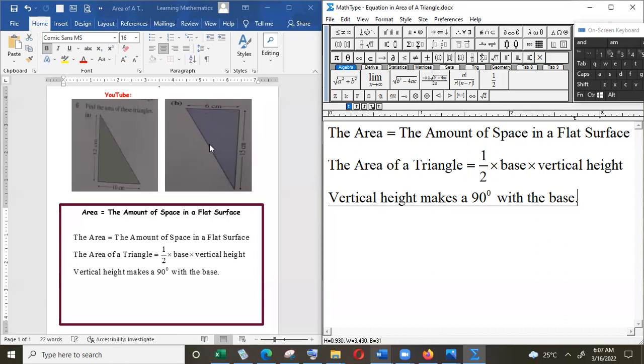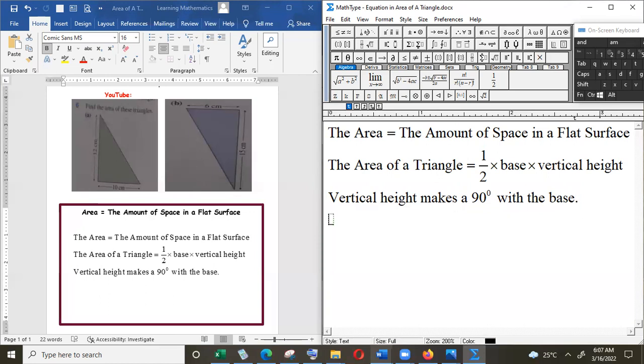If you take a look at this diagonal and the base, this angle there is not 90 degrees, it's not square. Also, this acute angle there is not 90 degrees. Between the 10 and the diagonal, this is not 90 degrees. But between the height and the base, there's a 90 degrees, a square corner. And that is very important: a half times the base times the vertical height.